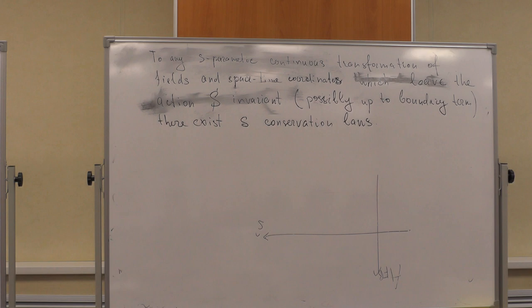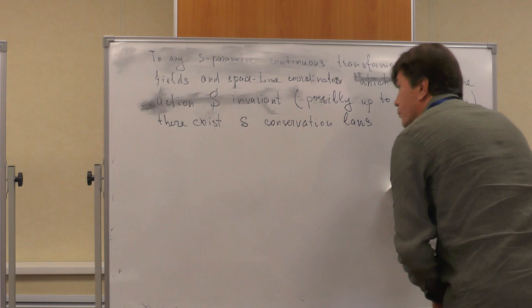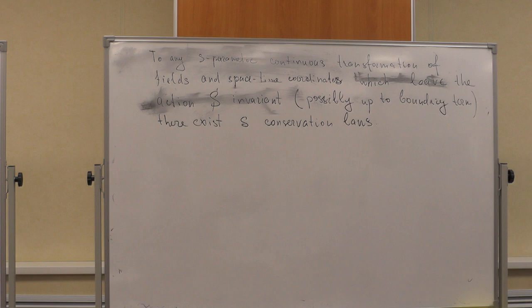So basically, this theorem says the following. There is a symmetry, or almost symmetry, of the action, which depends on S parameters in a continuous way. So you can make continuous transformations of your action, continuous transformations of your fields and space-time coordinates. And if these transformations leave your action invariant, possibly up to the appearance of a boundary term like this one, then you can derive from this statement that there are S conservation laws.